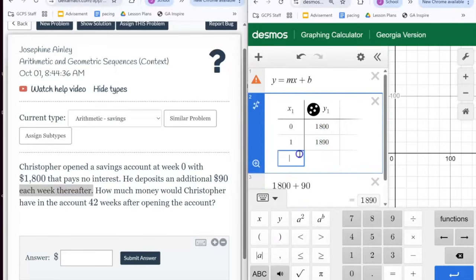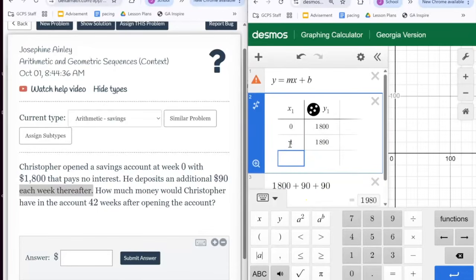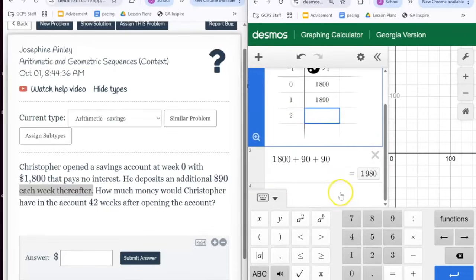Then on the third one, he's going to add what? Another 90. So that's going to be on number 2. It's going to be 1,980. All right. How much money does he have in his account after opening the account?